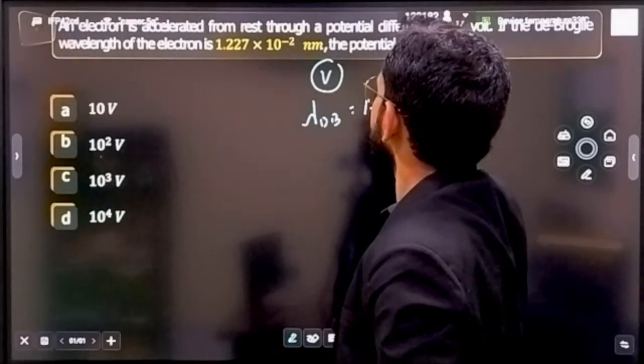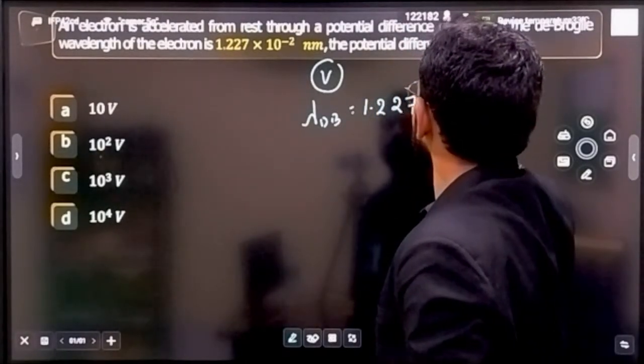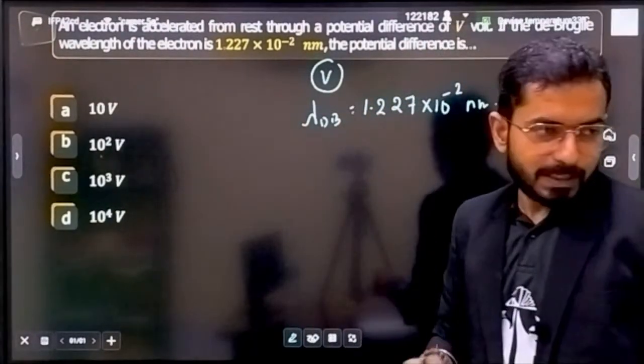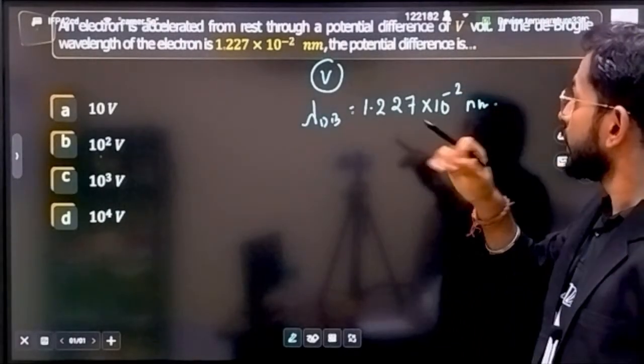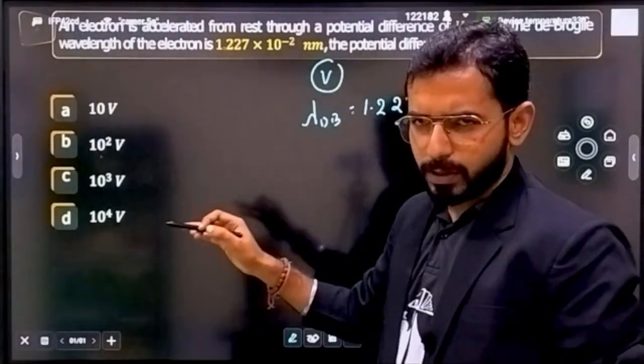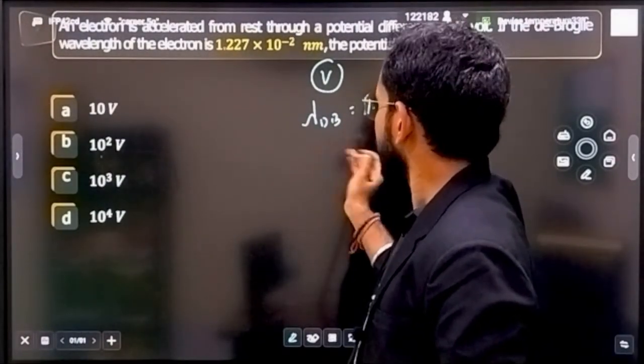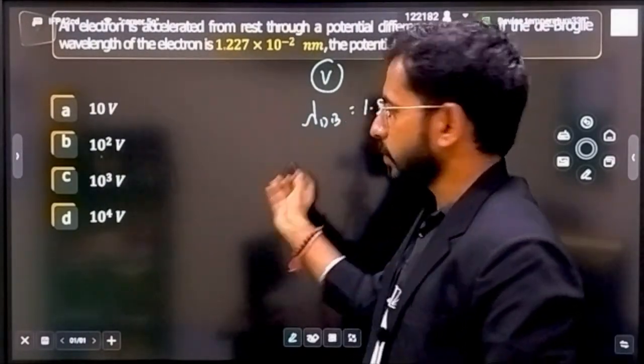How much is given? This much is given. Yes, the de Broglie wavelength, let's write it down. And what else is given? The potential difference, you have to calculate the potential difference. How will we calculate the potential difference? Simply, I can say you want to calculate the potential difference for an electron.